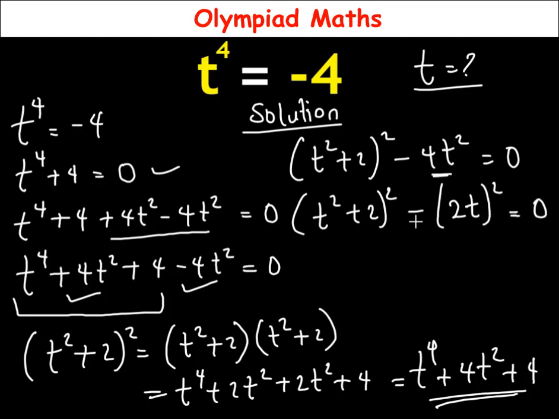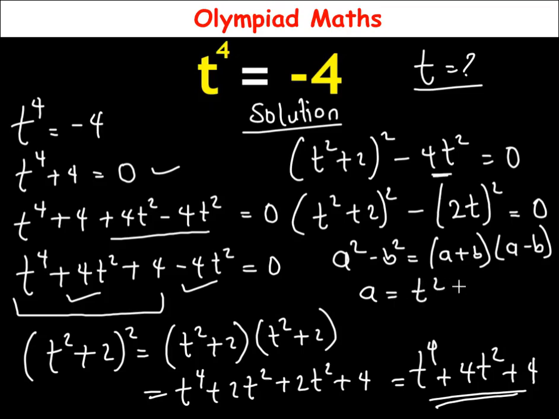Then at this junction, what you have is difference of two squares. So if you have a raised to the power 2 minus b raised to the power 2, this is equal to in brackets a plus b multiplied by a minus b, such that in this case the value of a here is t squared plus 2, so a is equal to t squared plus 2, and the value of b in here is equal to 2t, so b is equal to 2t.